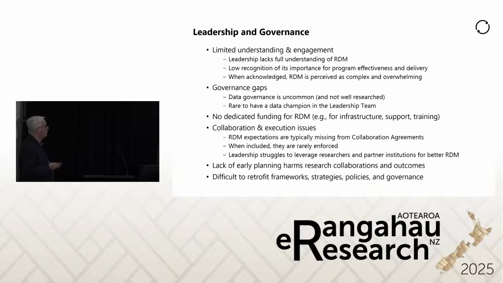There are collaboration and execution issues. There's nothing really in the collaboration agreements about how the institutions that are participating are going to handle data management and what the responsibilities are. And this lack of early planning really harms the research collaborations and outcomes from what we can see. And as I mentioned, what's happened on a couple of occasions is we've been brought in to try and retrofit frameworks and strategies, and you really can't do it. It's too late. The whole program's up and running. Suddenly we've been told, can we put some data governance in? Well, it's really difficult. Can we put some training in place around research data management? Well, yes, we can, but you haven't got any framework to operate in.